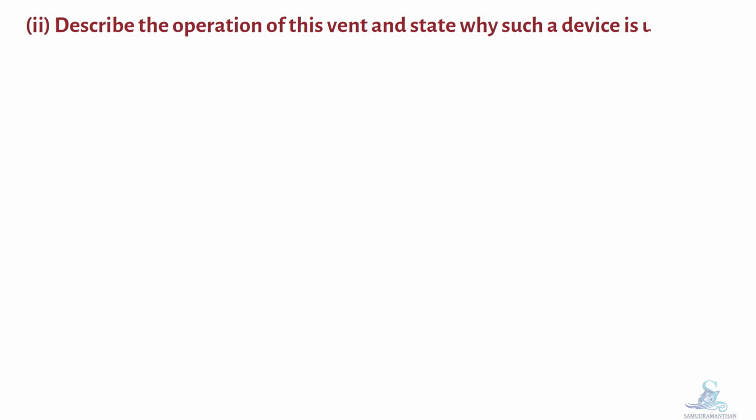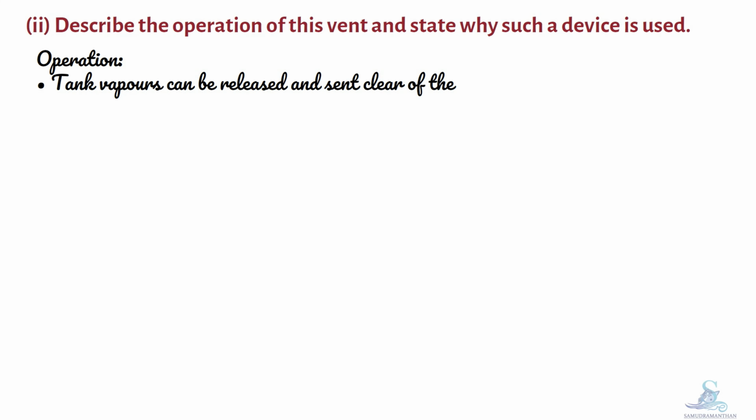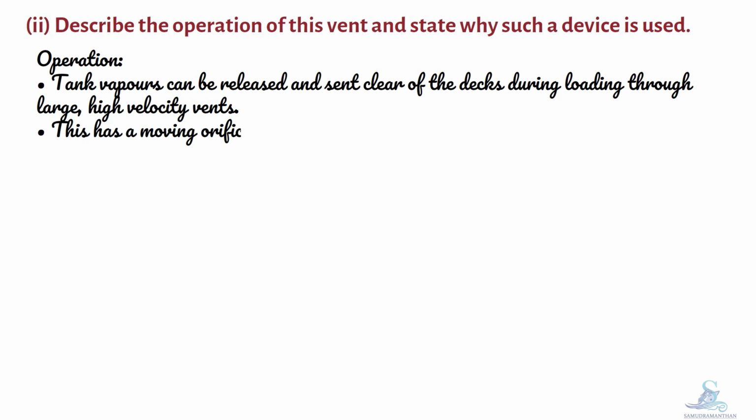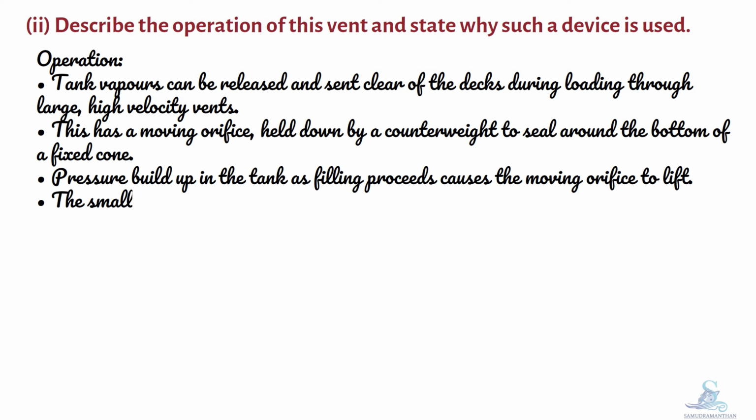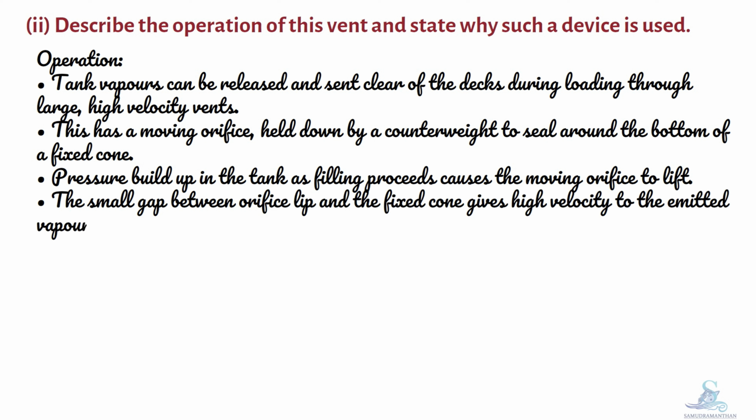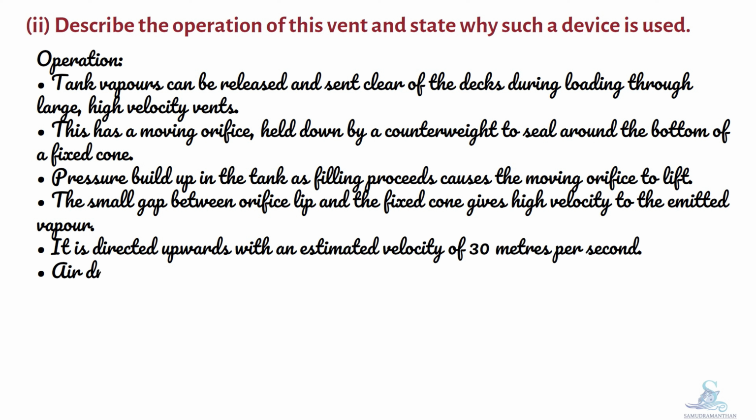Let's discuss the next part of the question. Describe the operation of this vent and state why such a device is used. Operation. Tank vapors can be released and sent clear of the decks during loading through large, high-velocity vents. This has a moving orifice, held down by a counterweight to seal around the bottom of a fixed cone. Pressure build-up in the tank as filling proceeds causes the moving orifice to lift. The small gap between the orifice lip and the fixed cone gives high velocity to the emitted vapor. It is directed upwards with an estimated velocity of 30 meters per second.